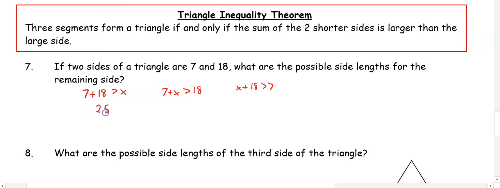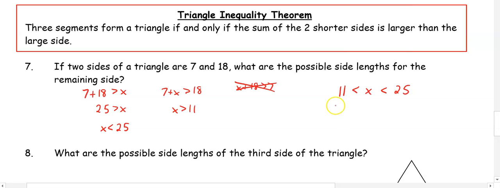7 plus 18 is 25. So 25 is greater than x, which means x has to be less than 25. In our next inequality, we can subtract 7, so we get x is greater than 11. And in our last inequality, 18 is already greater than 7. So this inequality is going to get ignored because if 18 is already greater than 7, we don't care what x is because it's always going to be true. So if you notice, we have something x is greater than and something x is less than. So x has to be between 11 and 25.